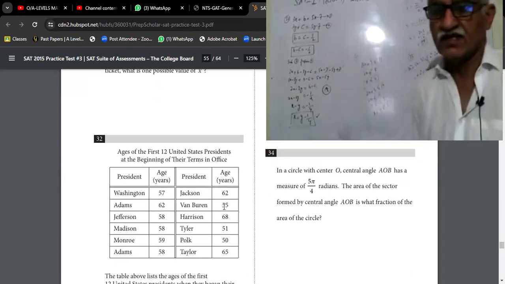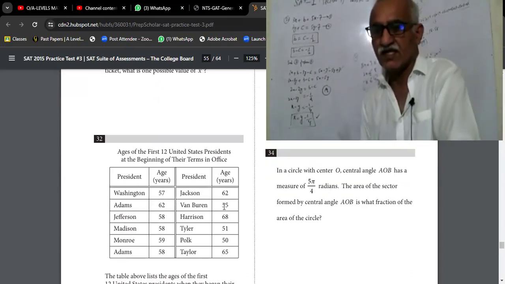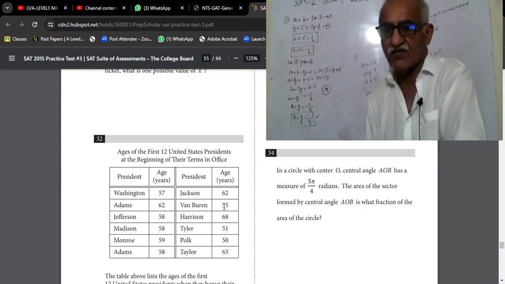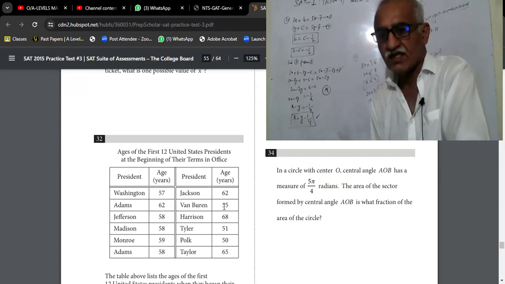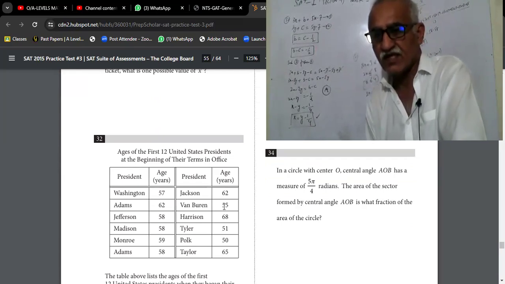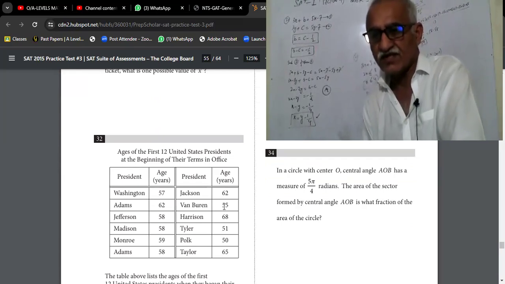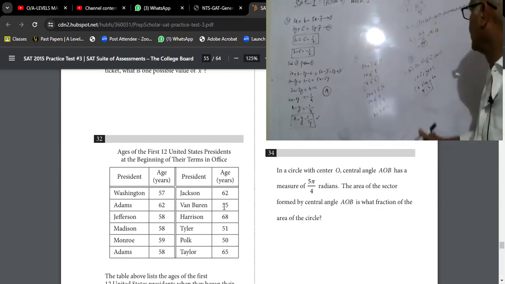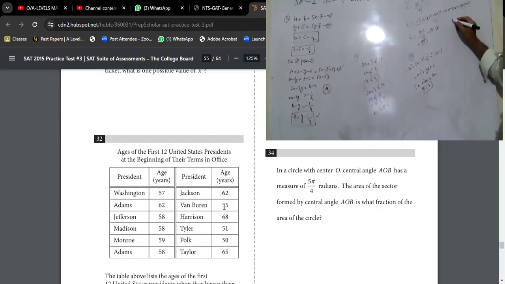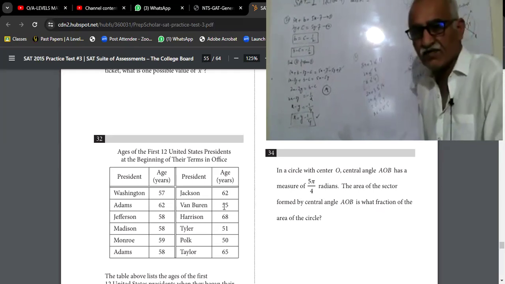Question 34. In a circle with center O, the angle AOB has a measure of 5 pi over 4 radians, and the sector formed by this central angle AOB is what fraction of the total area of this circle? So question number 34. There's a circle, here is AOB, and that angle is equal to 5 pi by 4.